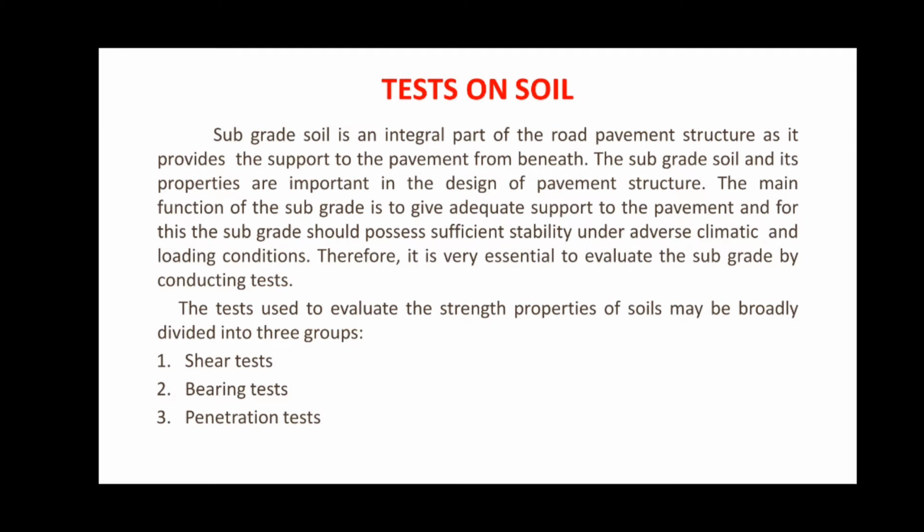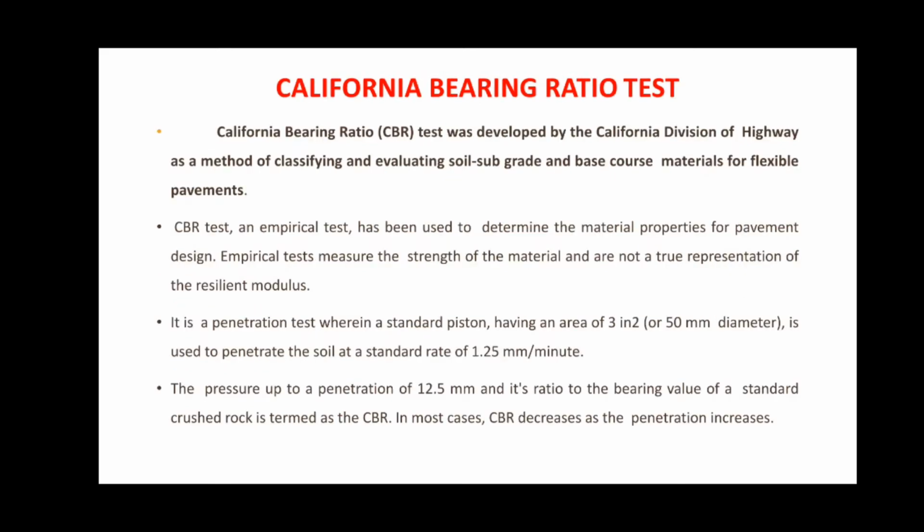The tests which are used to evaluate the strength properties of the soil are divided into three groups. First is the shear test, second is the bearing test, and third is the penetration test. Firstly, we shall discuss the California bearing ratio test.